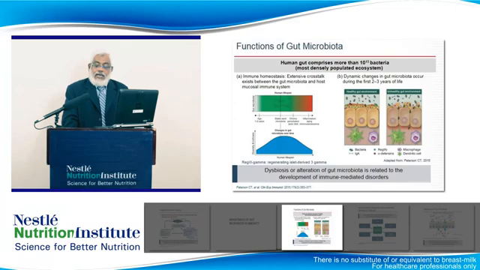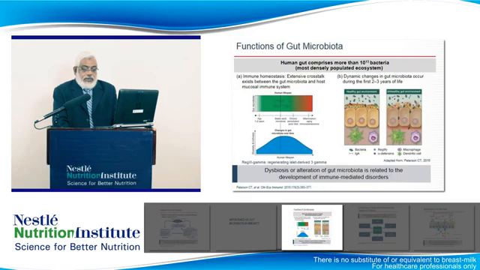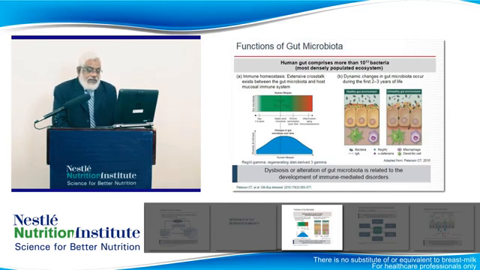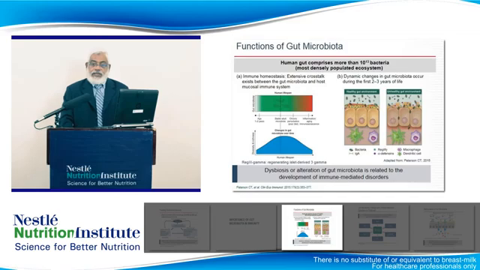Functions of gut microbiota. The human gut microbiota has more than 10 to the power 13 bacteria. This is the most densely populated ecosystem. For immune homeostasis, extensive crosstalk exists between the gut microbiota and host immune system. Dynamic changes in gut microbiota occur during the first 2 to 3 years of life. Dysbiosis, or alteration of gut microbiota, is related to the development of immune-mediated disorders.